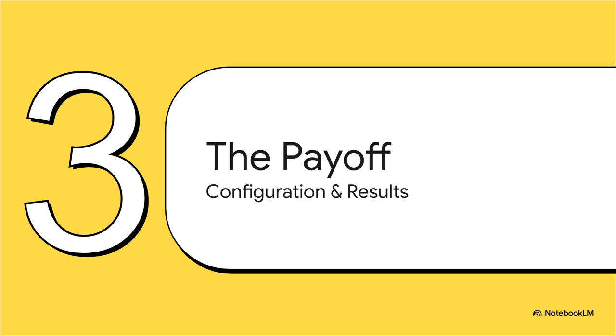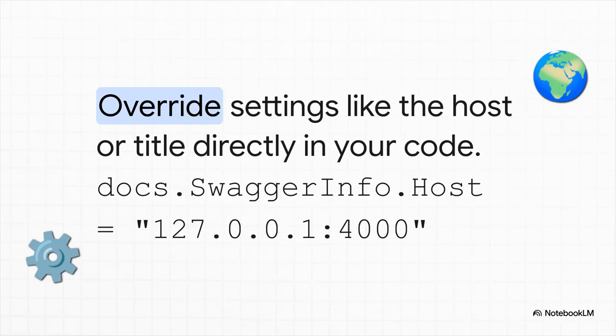So now let's talk about the payoff and how we can make this setup even more flexible for different kinds of environments. Now, what's really, really powerful here is that this setup isn't just static. You can actually programmatically override settings right in your code. So this means you can dynamically change the API host or the title based on your environment, which is absolutely perfect for managing deployments across, say, your development, staging, and production servers.